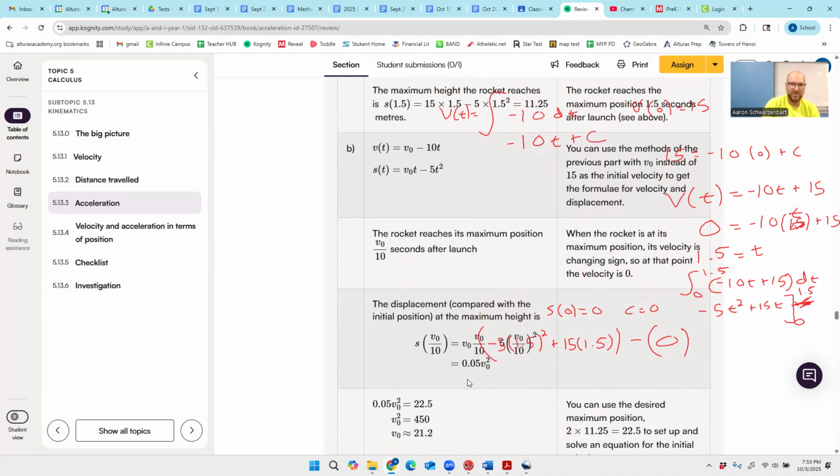So effectively what they've done is they've taken my integral, except instead of the 15t, we've got V0t. And what I currently don't know is what my t is. But I do know that S of t is 22.5.